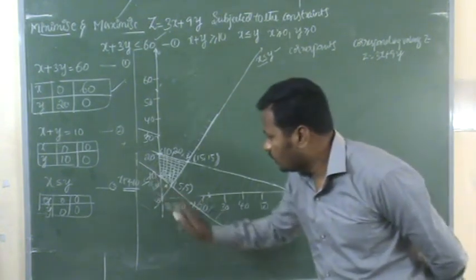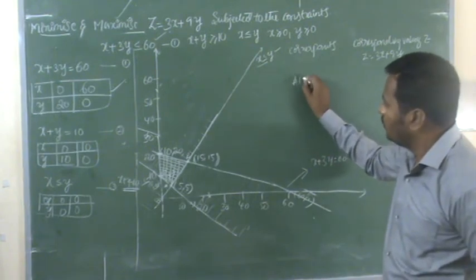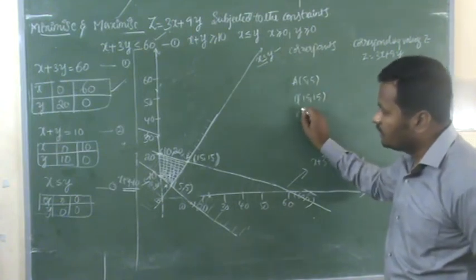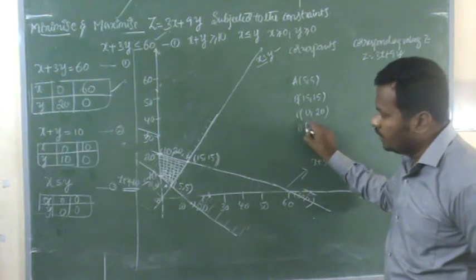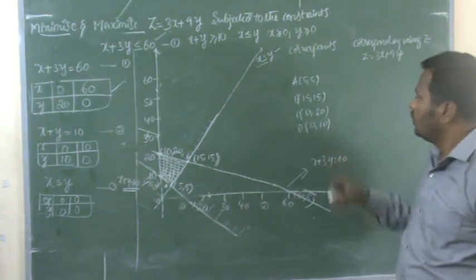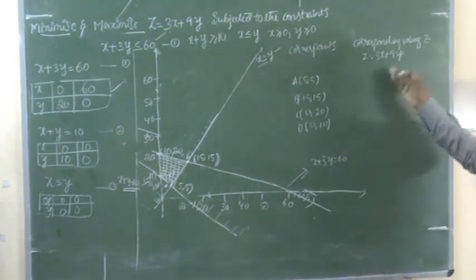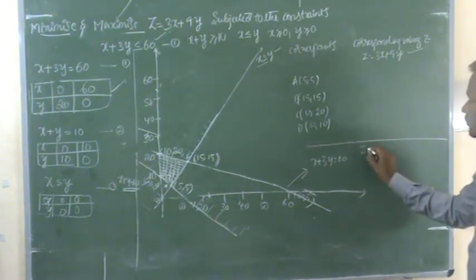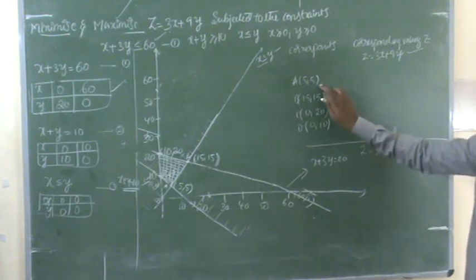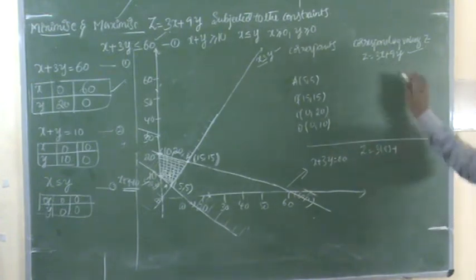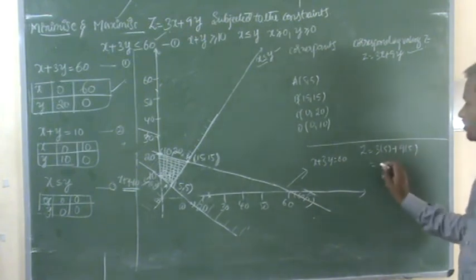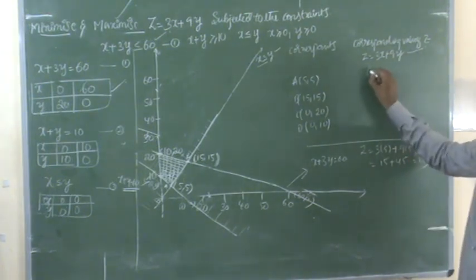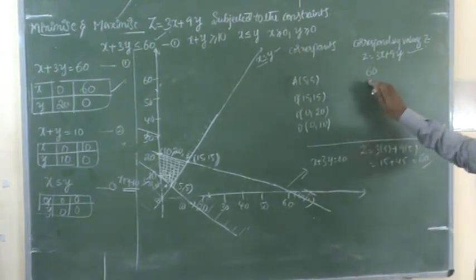Now the point A is 5 comma 5, point B is 15 comma 15, point C is 0 comma 20 and point D is 0 comma 10. We substitute these points in the objective function. For point A, Z is equal to 3 into 5 plus 9 into 5, that is 15 plus 45, which is equal to 60. Here the value is 60.